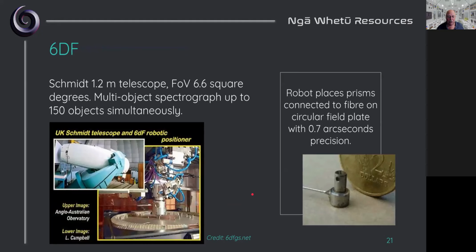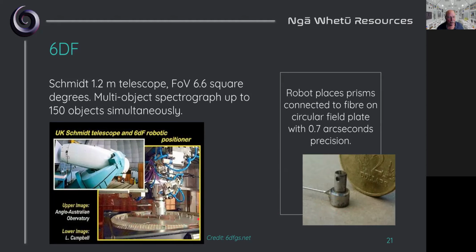Here's an example from the early days, the 6-degree field. You see a circular metal plate. This will be mounted in the focal plane of the telescope when it's ready. A robotic machine puts little prisms, connected with optical fibers and held by a little magnet, at precise locations on this metal plate, which corresponds to the focal plane of the telescope later.